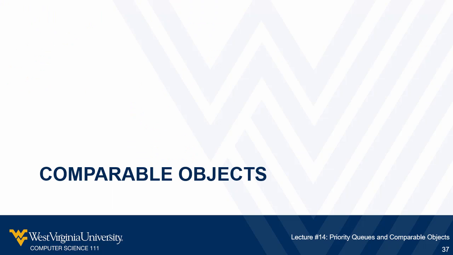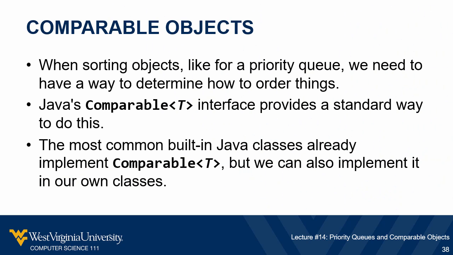Now that we've seen how we can create a linked priority queue that works with objects that implement the comparable interface, let's see how we can actually create our own classes that implement the comparable interface. What comparable does is give us a way to determine how things should be ordered, like if we're trying to sort data. The comparable interface basically is a standardized way to do it. There's something similar in C# if you're coming from that language too.